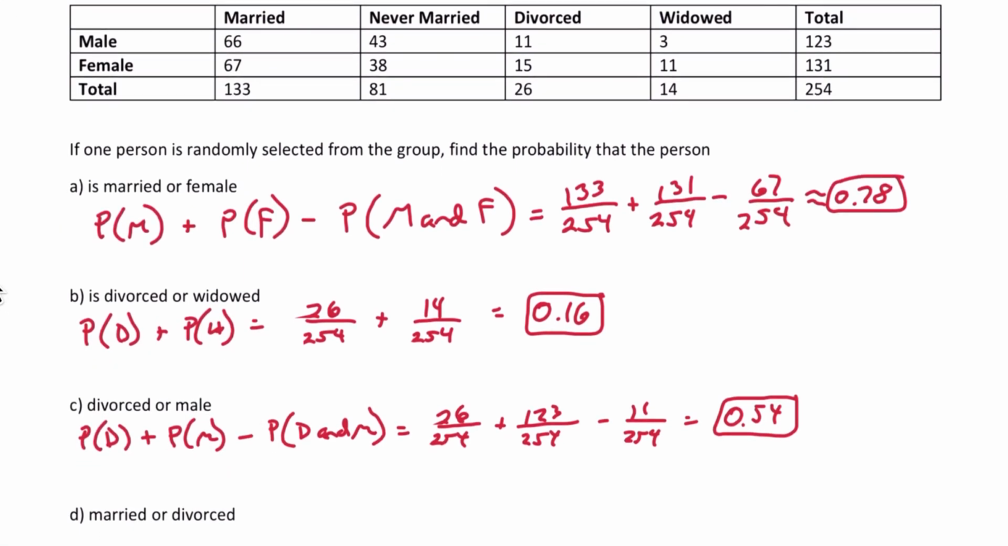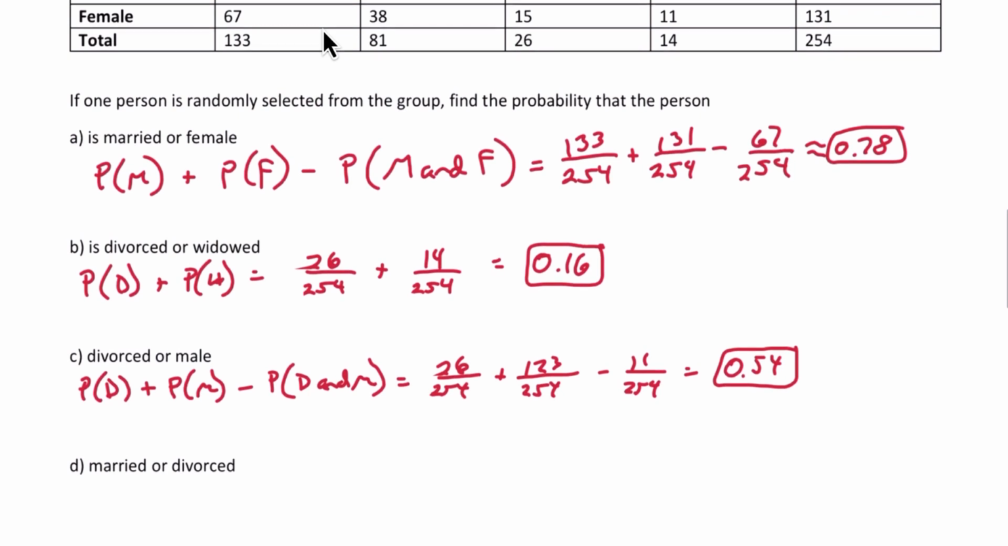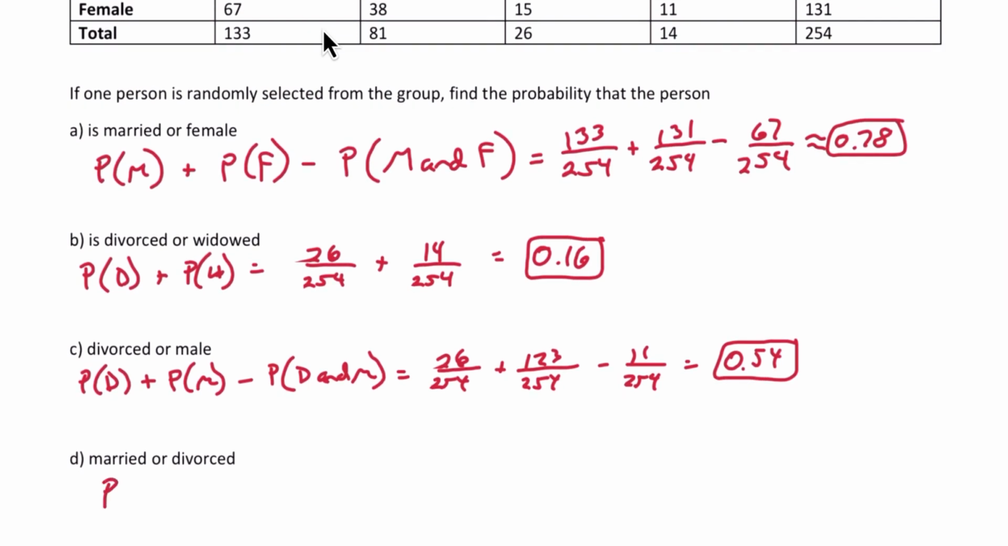Finally, we're asking married or divorced. In this case, since the columns are separate, we can see that these are mutually exclusive events. They cannot be married and divorced at the same time. So we have the probability of married plus the probability of divorced.